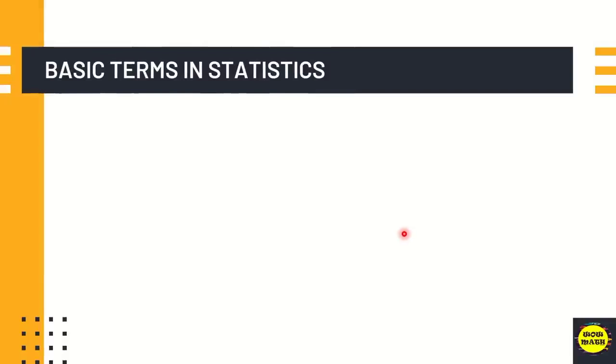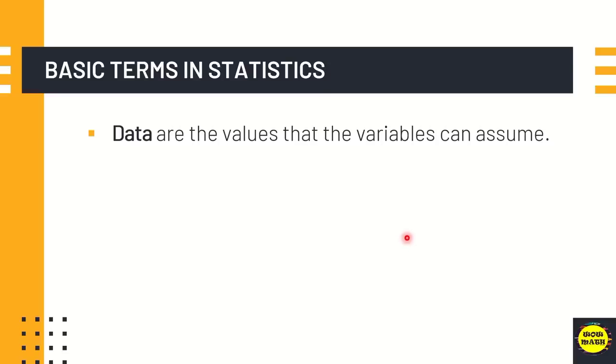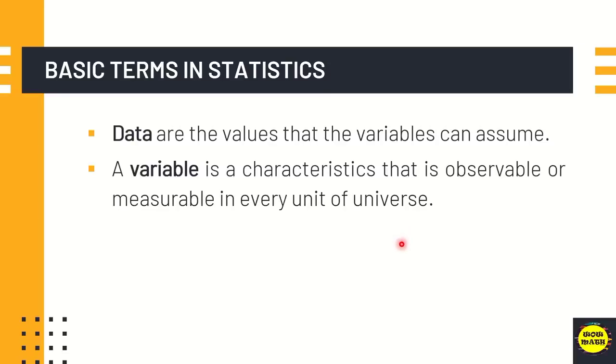What are those basic terms in statistics? So first, we have the data. Data are the values that the variables can assume. A variable is a characteristic that is observable or measurable in every unit of universe or population. So when you say variable, for example, you conduct a survey, you ask the students information, for example, the number of their siblings, their height, their weight, their annual daily allowance rather. So that is a variable.